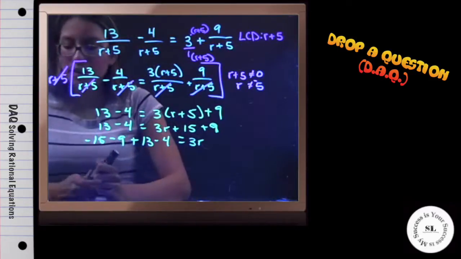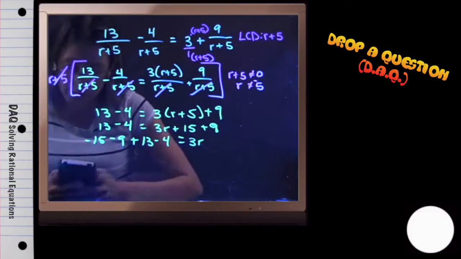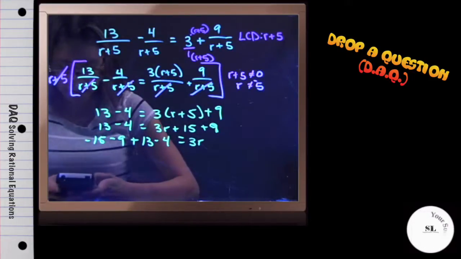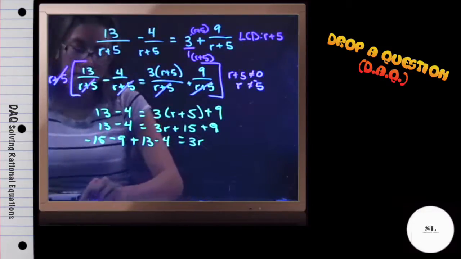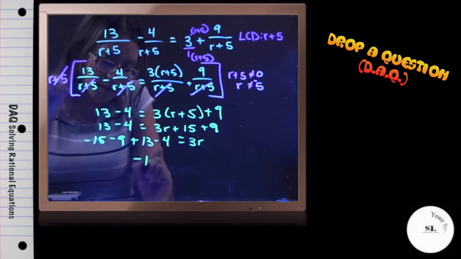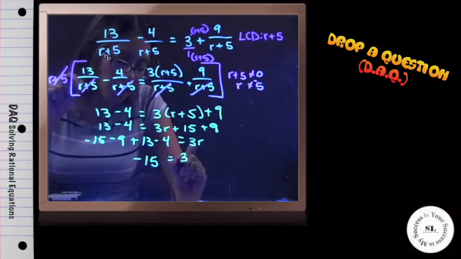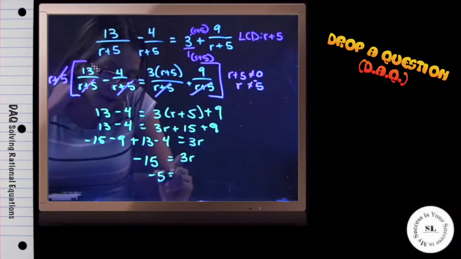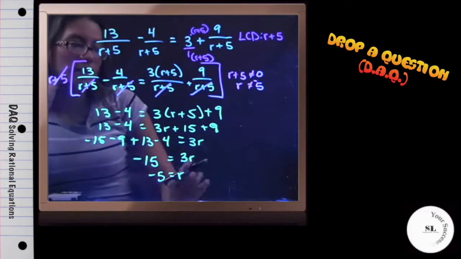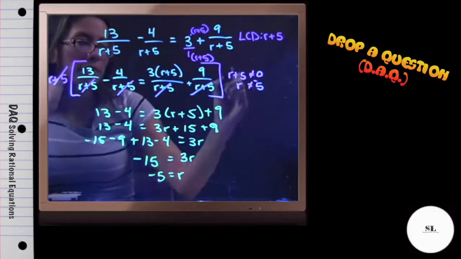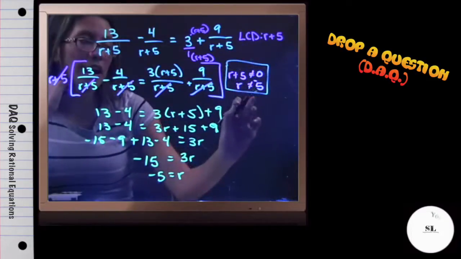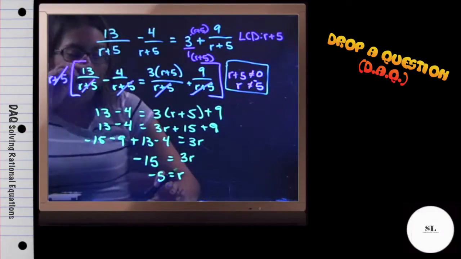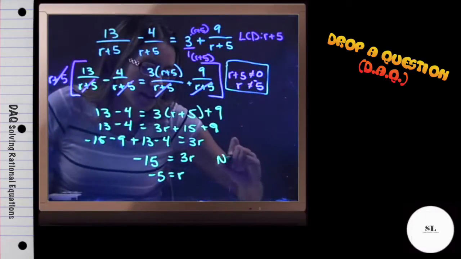When combining all of this together, you can also use a calculator, which is what I'm going to use. Negative 15 minus 9 plus 13 minus 4 equals a total of negative 15, which equals 3r. I can divide by 3 on both sides, which will give me negative 5 equals r. So as you can see, we have exactly what we got here. Remember to check. We cannot have r equaling negative 5. And because this is my only answer for r, the final answer to this is no solution.